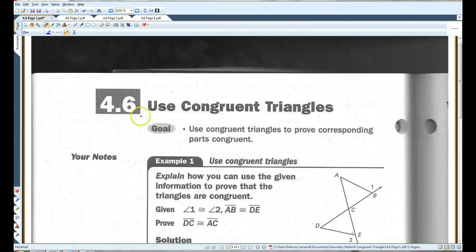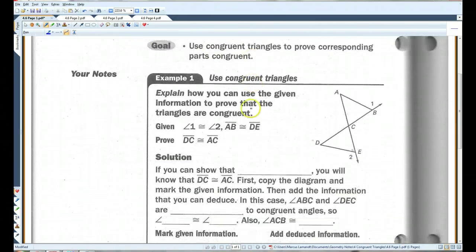Alright, if you guys could please turn to 4.6, Use Congruent Triangles. Okay. Explain how you can use the given information to prove that the triangles are congruent. Angle 1 is congruent to angle 2, and AB is congruent to DE. We need to use this information to prove that DC is congruent to AC.